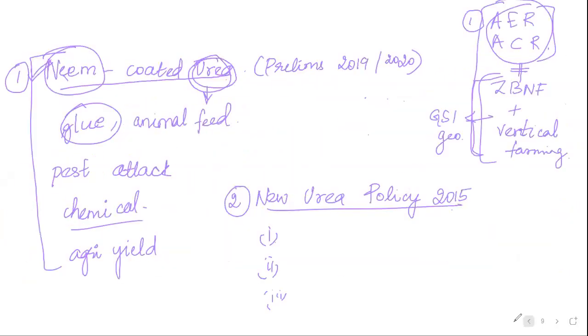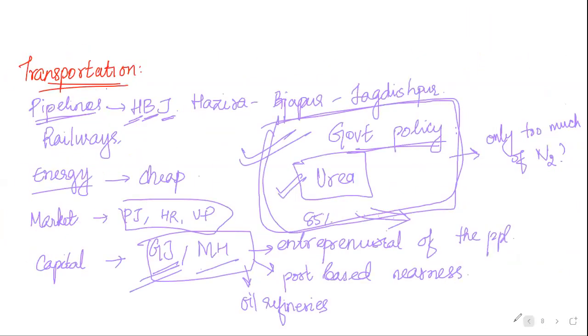Remember, what did I tell you? Gujarat and Maharashtra are the largest producers of fertilizers. Why? I've just now mentioned the reasons also. Look at this: entrepreneurial nature of the people, port-based nearness, oil refineries. Because of these reasons, Gujarat and Maharashtra are important fertilizer manufacturing regions.